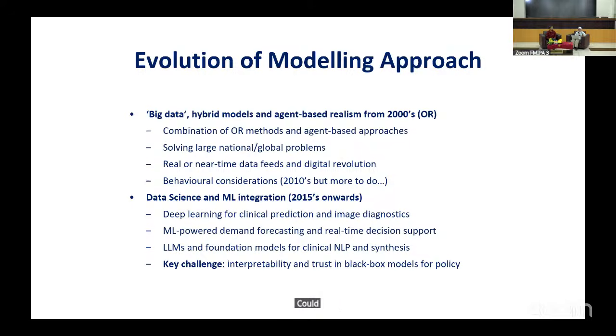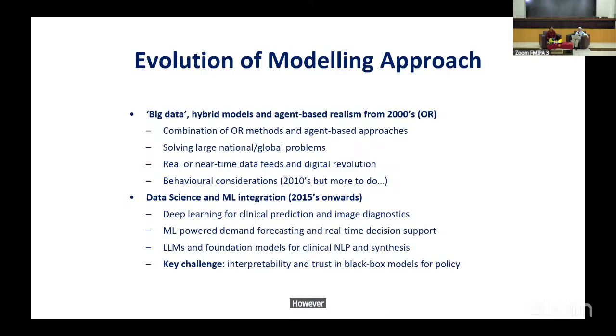It could use real-time or near-time data feeds, and the digital revolution, but it could be quite computationally costly as well. In technicality, there is technicality behind that.